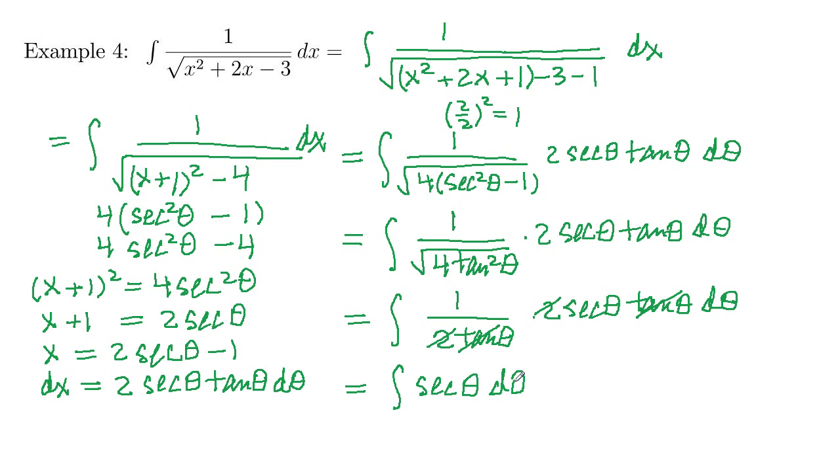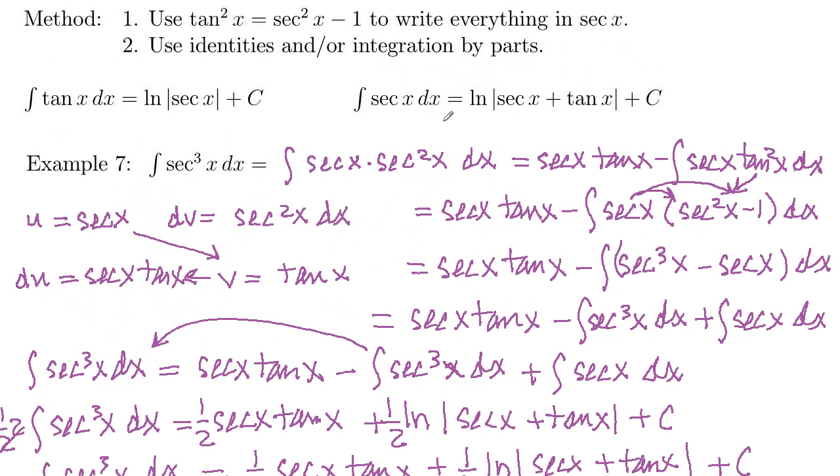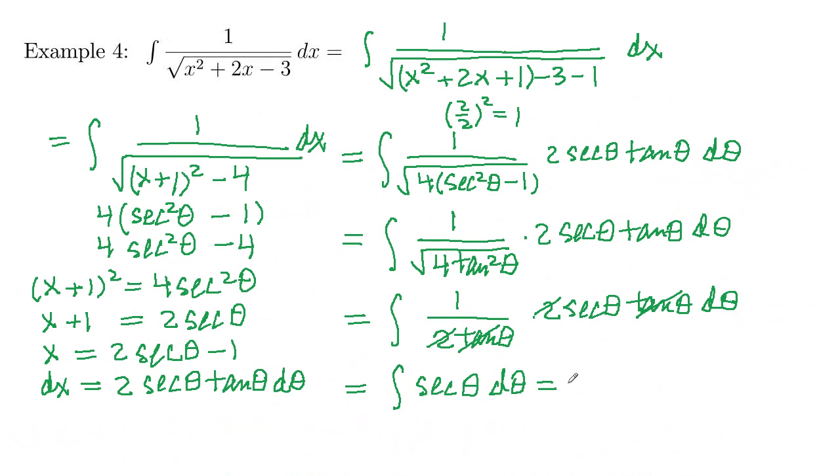And remember, that's one of the ones that we had the formula for in the last section here. So that's this formula here. The integral of secant is the natural log of secant plus tangent. So this will be the natural log, absolute value, secant theta plus tan theta, and then plus our constant.